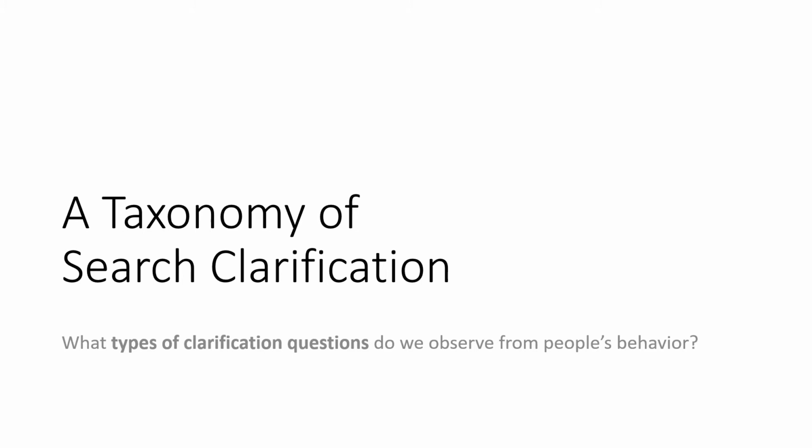In the next part of the presentation, I'm going to talk about the taxonomy of search clarification. In other words, I'm going to answer the research question: what types of clarification questions do we observe from people's behavior? To do this, we went through a large scale query log. We looked at the query reformulation data. Particularly, we looked at specializations, when the following query contained the original query in the same session. And we tried to identify different dimensions of clarification.